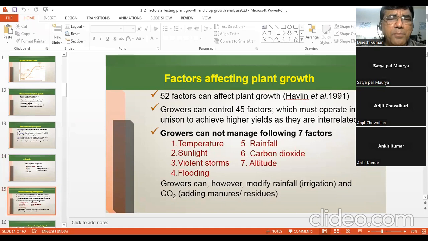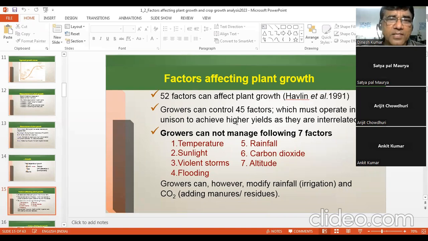Now, you see, a number of factors are there. You cannot stop listing them. A great number of factors are there. Many people say there are 100 factors. Some people say 52 factors. So you cannot number them. They are numerous. So, for example, Havlin said 52 factors can affect the plant growth. You can see a large number of factors are there. However, farmers can control only 45 factors. Some factors cannot be manipulated normally by farmers or growers.